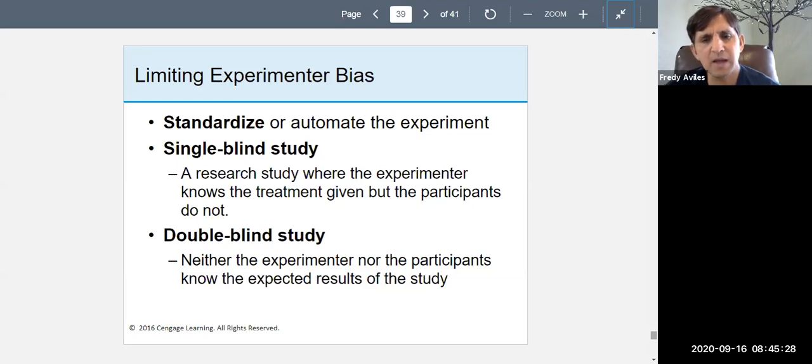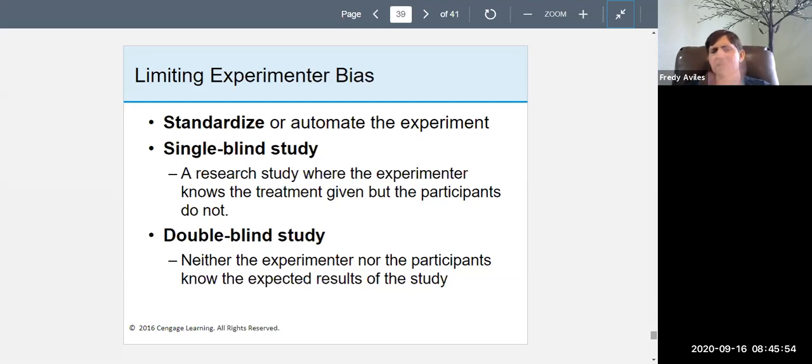So with a single blind study, yes, you could keep the participants in the dark. That would be a single blind study. But it's also good if you keep the experimenter in the dark. Now, if both the experimenter and the participants are in the dark, that's what we call a double blind study. In a double blind study, neither the experimenter nor the participants know the expected results of the study, so they can't really influence the study in a given way, okay?